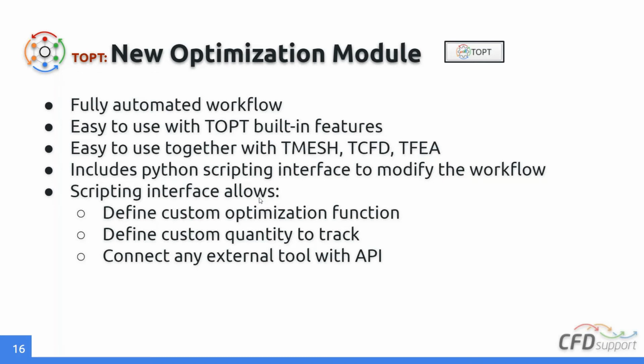The scripting interface allows you to define a custom optimization function. You can define any custom quantity to be tracked, or from which the optimization function is derived. You can define any parameter which will be communicated between an external tool and TOpt. So altogether, this really gives you the option to connect TOpt to any external tool which has an API.